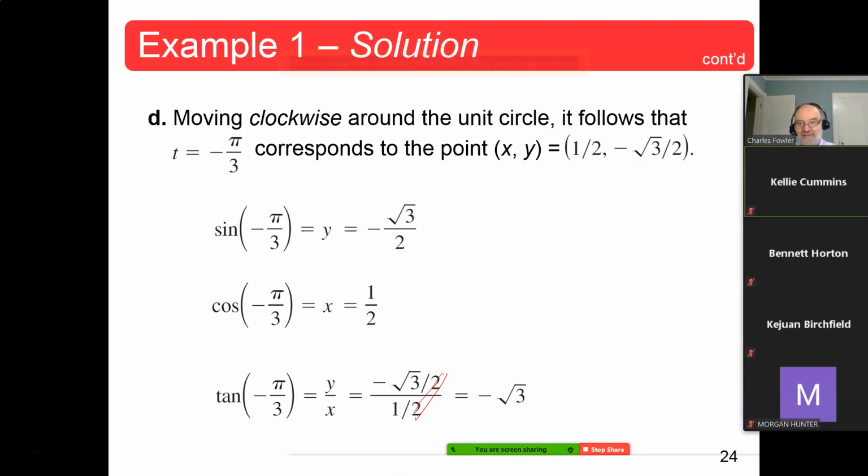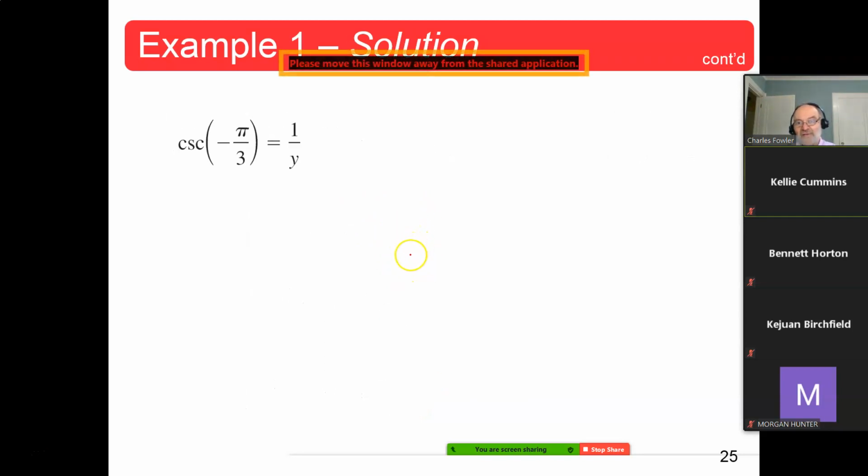Your cosecant is going to be the reciprocal of this one, which will be a minus 2 over root 3, which is minus 2 root 3 over 3. So 1 over y, which is minus 2 over root 3, which is minus 2 root 3 over 3. And by the way, in my mind, either answer is perfectly fine. So if you want to rationalize the denominator, you can. If you don't, you don't have to.